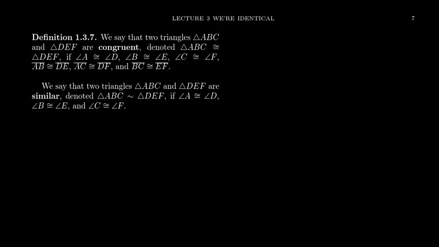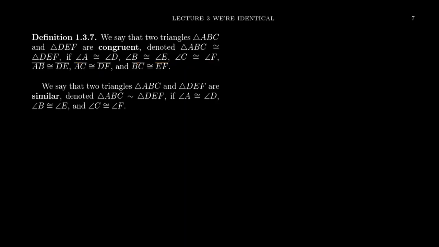So now we can talk about the main idea for lecture 3. What does it mean for two triangles to be the same, or what does it mean for two triangles to be similar? We say that two triangles ABC and DEF are congruent if all of the corresponding parts are congruent. That is, triangle ABC is congruent to DEF if angle A is congruent to angle D, angle B is congruent to angle E, angle C is congruent to angle F, the side AB is congruent to DE, the side AC is congruent to DF, and the side BC is congruent to EF.